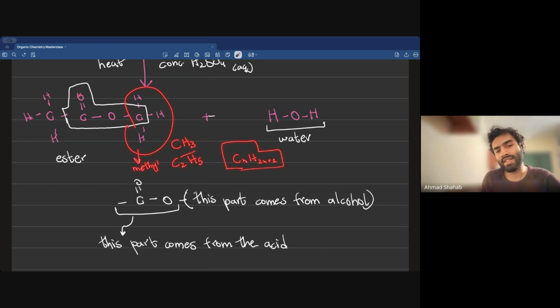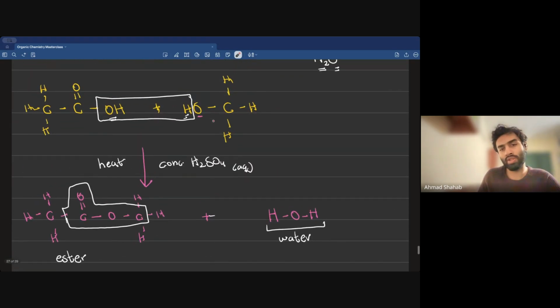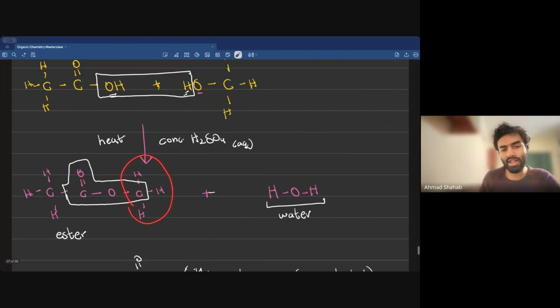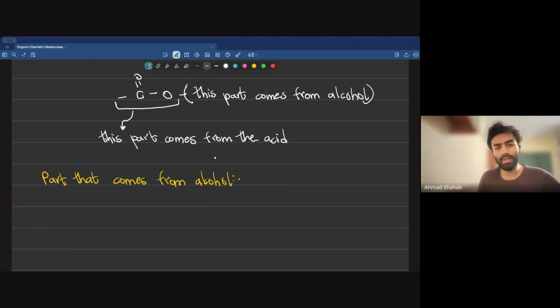Or another way of looking at it, as I told you earlier, is that the part that comes from the alcohol, you refer to it just like you would refer to an alkyl group. So for example, if we had an alcohol of only one carbon, as was the case here, we're going to refer to it as methyl. If it was a two carbon alcohol, we would have referred to this part as ethyl, etc. Right? So the part that comes from alcohol, let me write it down for you. We refer to it just like an alkyl group, as the alkyl part, right?